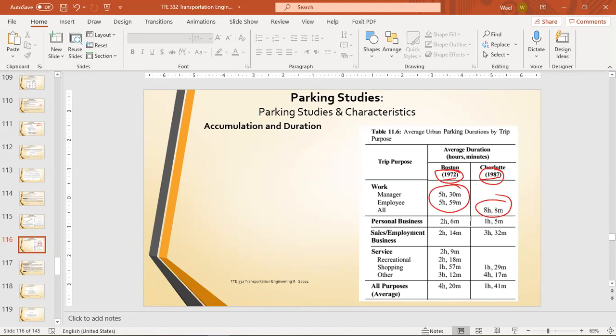For personal business, the average duration changes. Sales, employment, and business, 2 hours and 15 minutes. Again, especially for shopping, there are a lot of people now who shop online, so these numbers are doubtful for me. So what we see here is that the accumulation and the duration of parking vary by trip purpose.